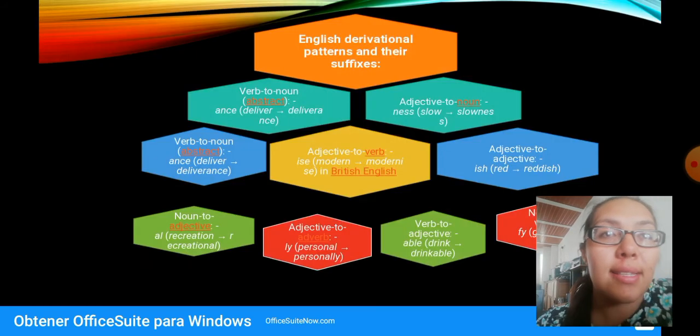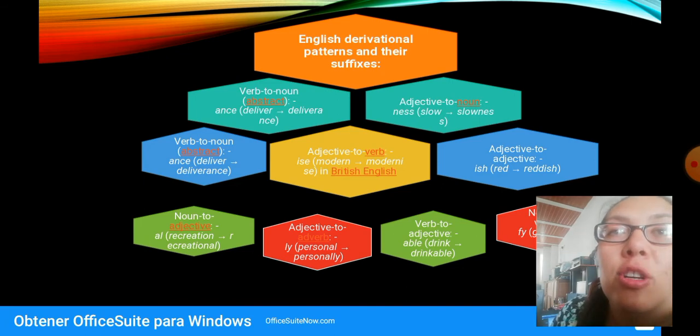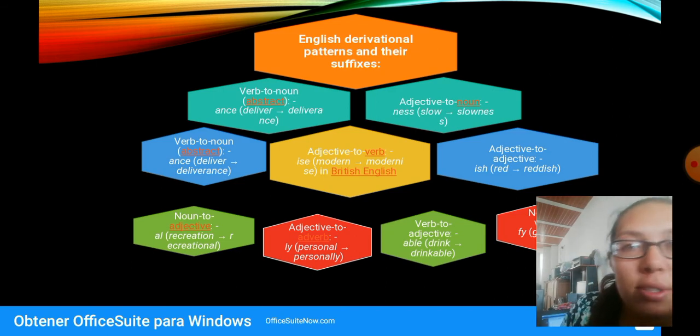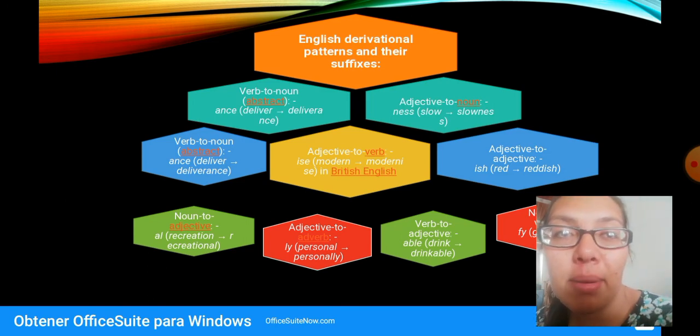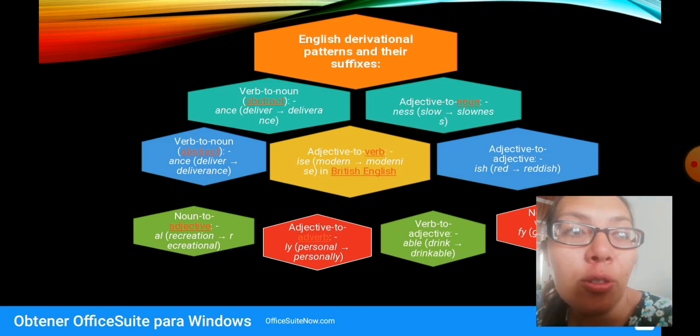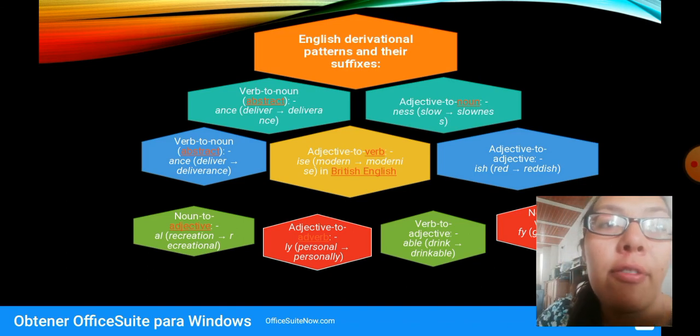And lastly, here we have different derivational patterns and their suffixes that are according to the derivation. Here we have some examples. For example, verb to noun, verb to adjective, adjective to verb, adjective to adjective, noun to adjective, and so on.